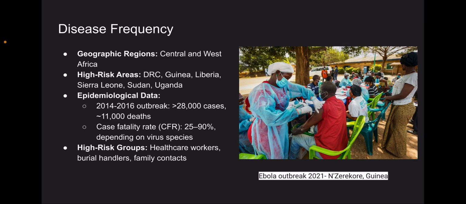The most devastating outbreak occurred from 2014 to 2016 in West Africa. During this time, more than 28,000 people were infected and over 11,000 died. It was the first time Ebola spread to urban areas, making containment much harder. The case fatality rate varies by virus species and treatment conditions, but can range from 25% to as high as 90%.